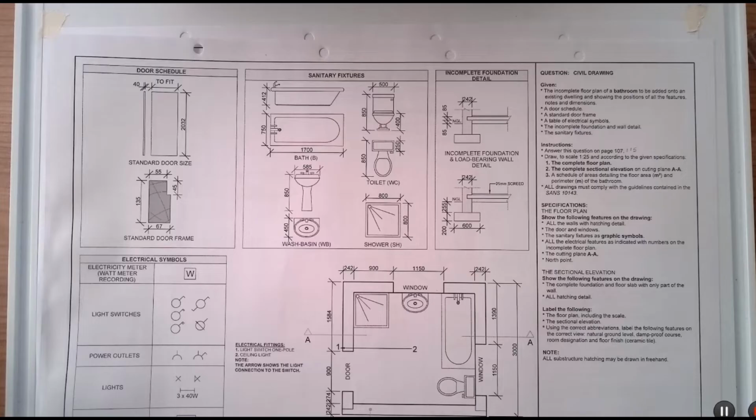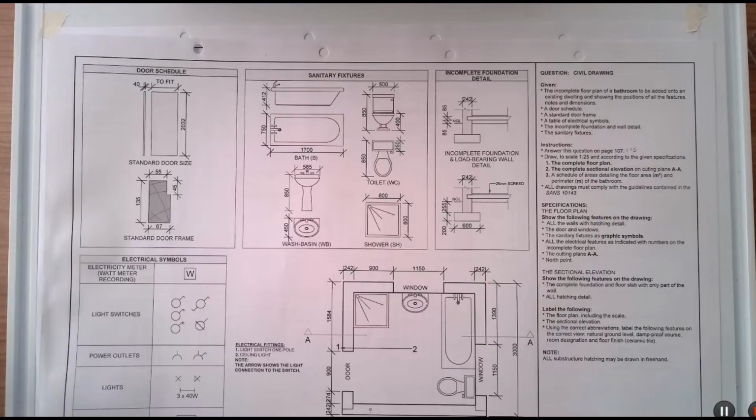On 115, you must draw using scale 1:25 the given floor plan, and you must complete it, and a sectional elevation of AA, and you must calculate the area. So you must do three things here. So we're going to get started with drawing the given floor plan.